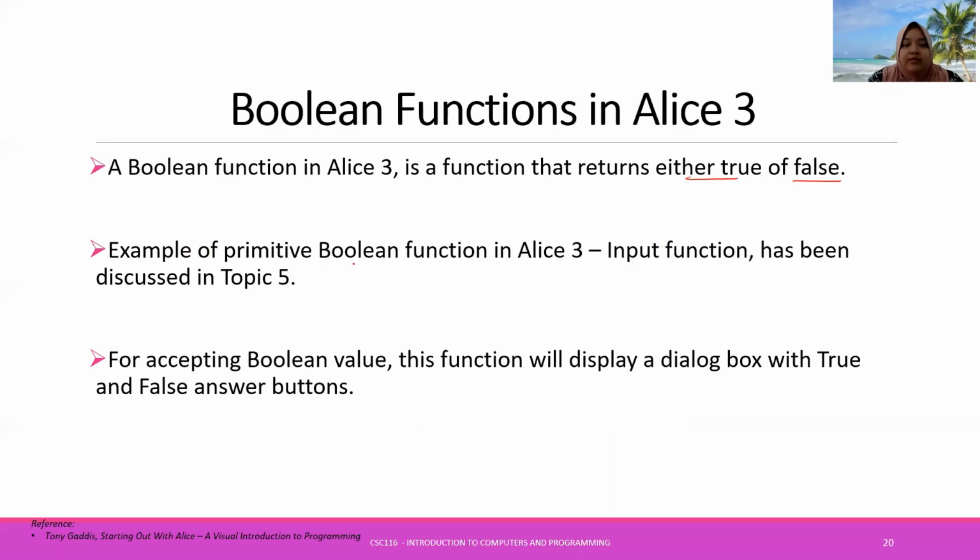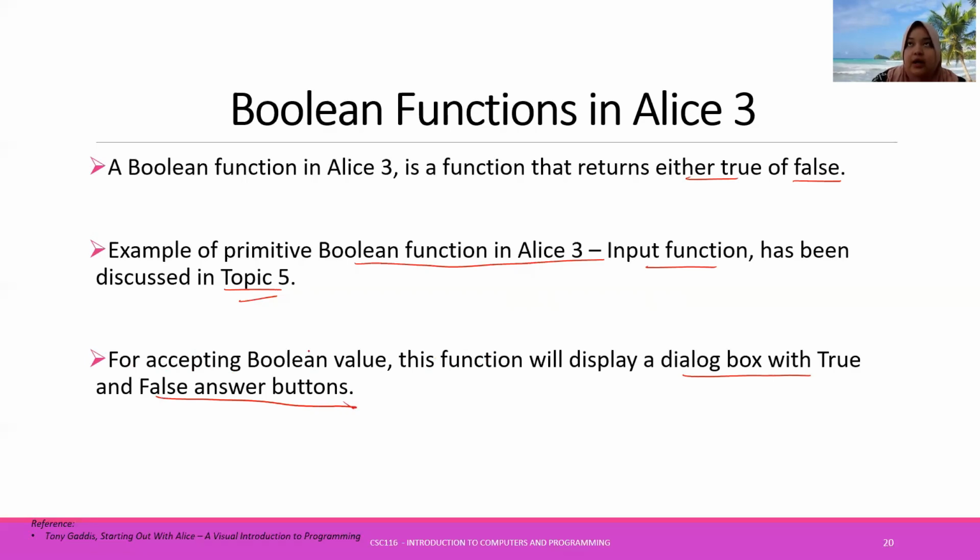Example of primitive Boolean function in Alice tree input function has been discussed in topic 5. Saya dah tunjukkan. Saya dah discuss benda ni dekat topic 5. Tak apa kata, kalau you terlupa boleh tengok balik dekat topic 5. Saya dah ada tunjukkan dia punya output macam mana. For accepting Boolean value, this function will display a dialog box with true or false.